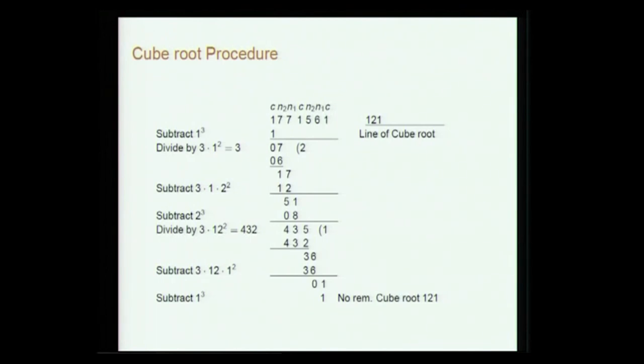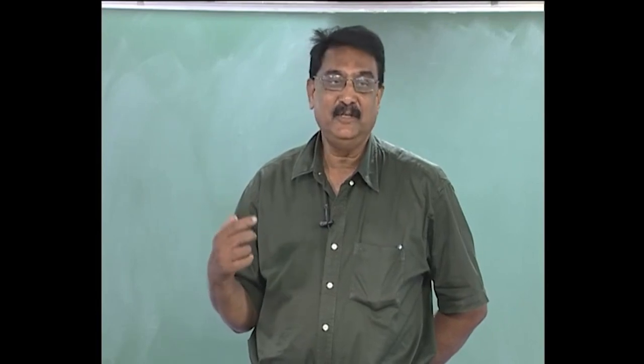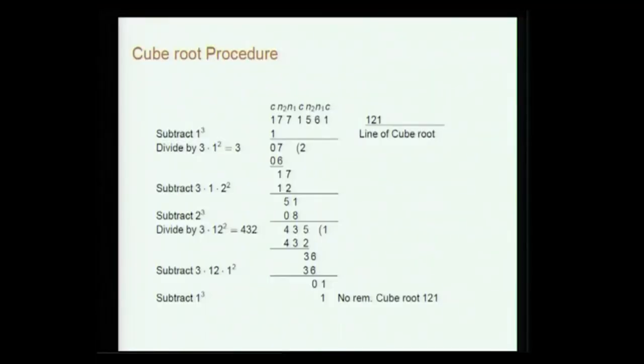It may be some 998, so then the first digit of the cube root will be 9. Then you proceed, as you said: you subtract the cube of the first digit, then divide by 3 into the square of that, and then you subtract 3 into the first digit of the cube root, and whatever quotient you have got, you take the square of that and subtract, and so on. And the rationale for that has also been explained in great detail.